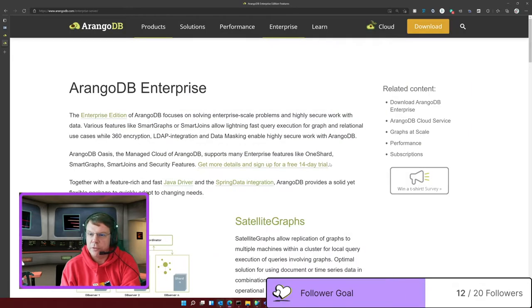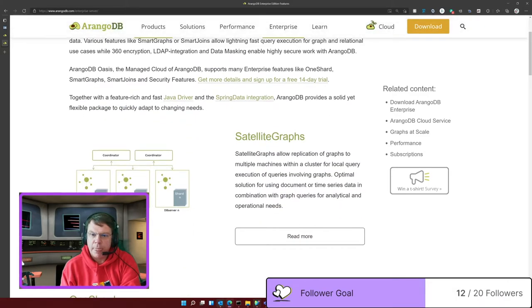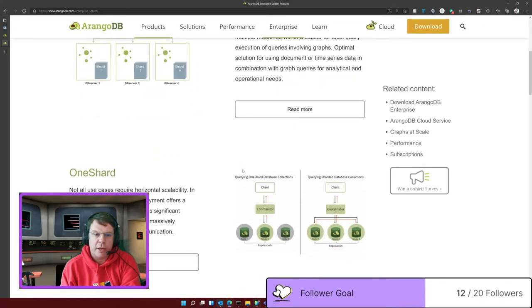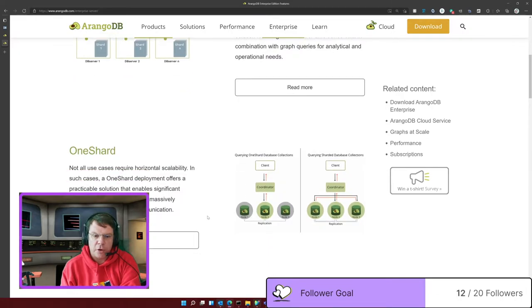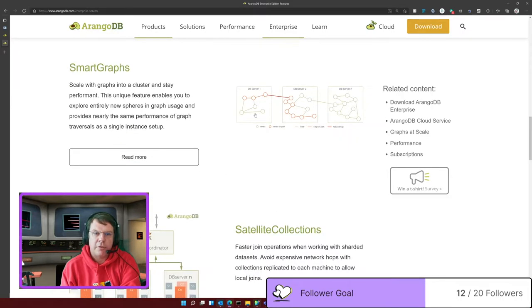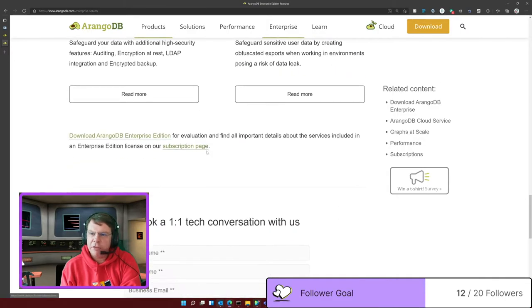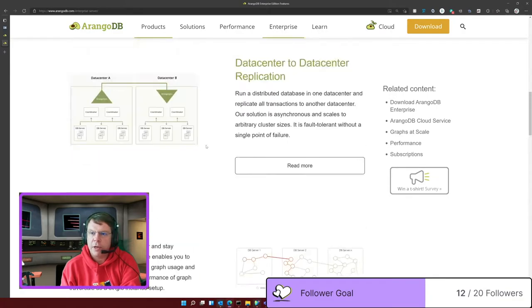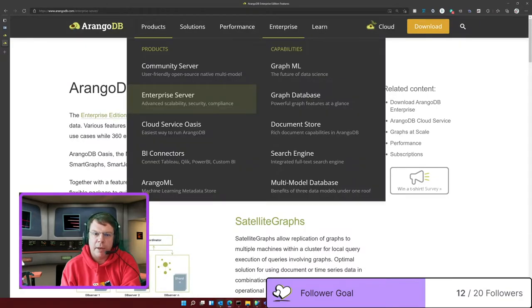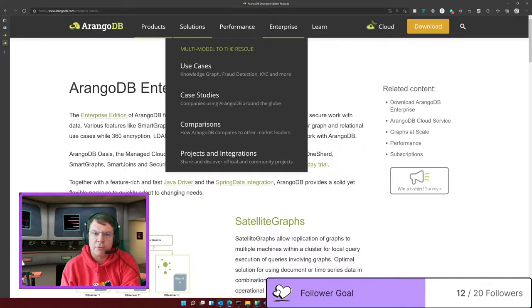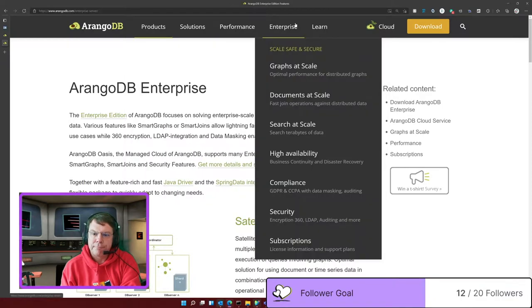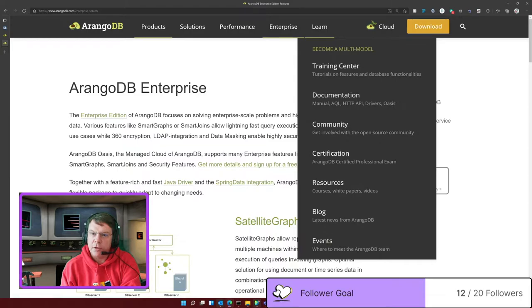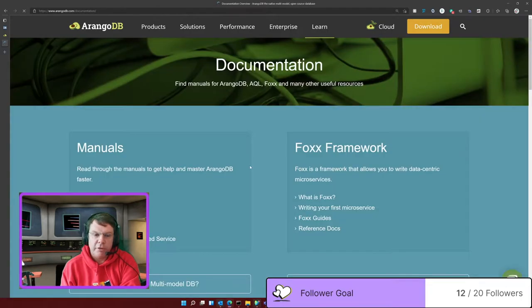What's in their enterprise version? Let's see. Replication, so that's great. Some kind of sharding. Data center replication. Smart graphs. So I'm not seeing a lot here about tooling right out of the gate. I saw that one picture, but I don't really know what that's from. Again, learning, some more documentation. But I guess this is definitely interesting. So if I'm okay with multi-model, I would definitely be interested in this.